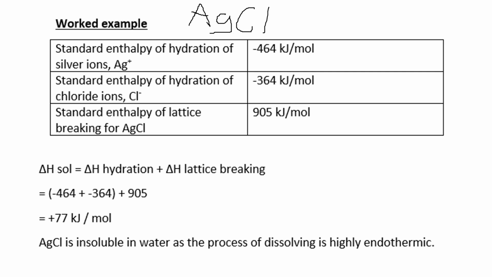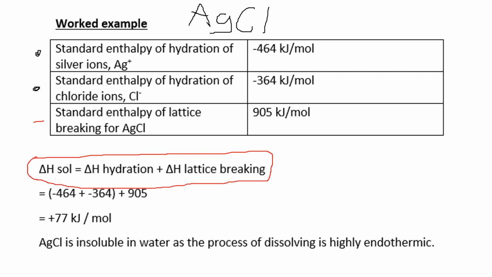So firstly here we've got the values for the hydration of the silver ion and the hydration of the chloride ions. These are both exothermic. And then on the bottom here you've got the standard enthalpy of lattice breaking for silver chloride, which is endothermic. The equation that you want to learn for this is given here in this box. Delta H sol, the enthalpy of solution, is equal to the enthalpy of hydration plus the enthalpy of lattice breaking, where delta H hydration is going to be exothermic and this is going to be endothermic.